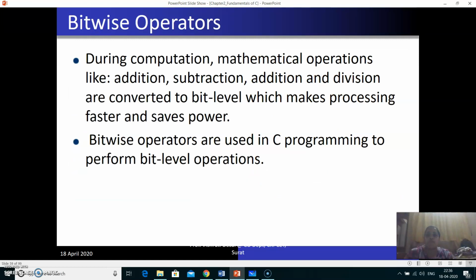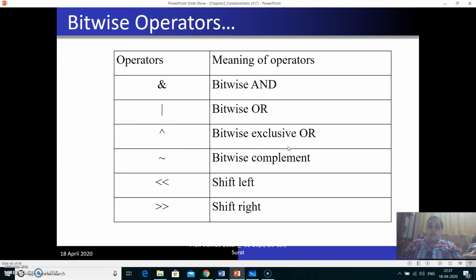Next category is the bitwise operator. Now you know that each and every variable is stored in the memory in the form of bits only. So if you want to perform any bitwise operations, you have to use this particular category. Here you have to use AND, but only single AND. If you use the double ampersand, it is the logical AND. But if you represent it as a single ampersand, it is known as a bitwise AND.